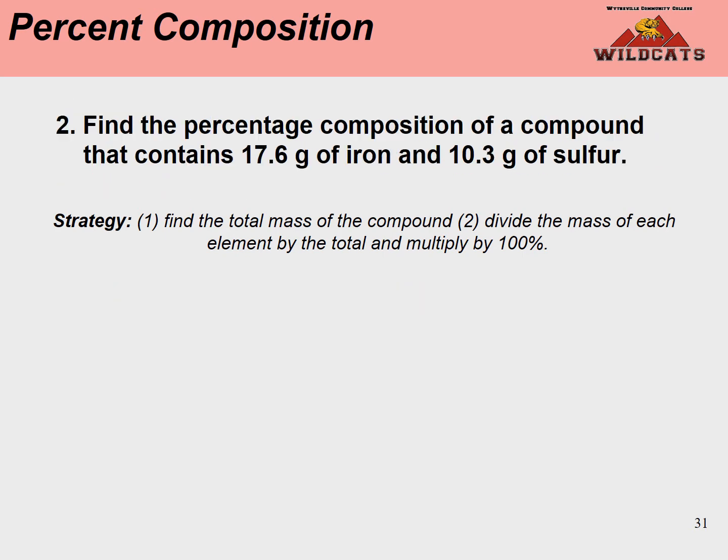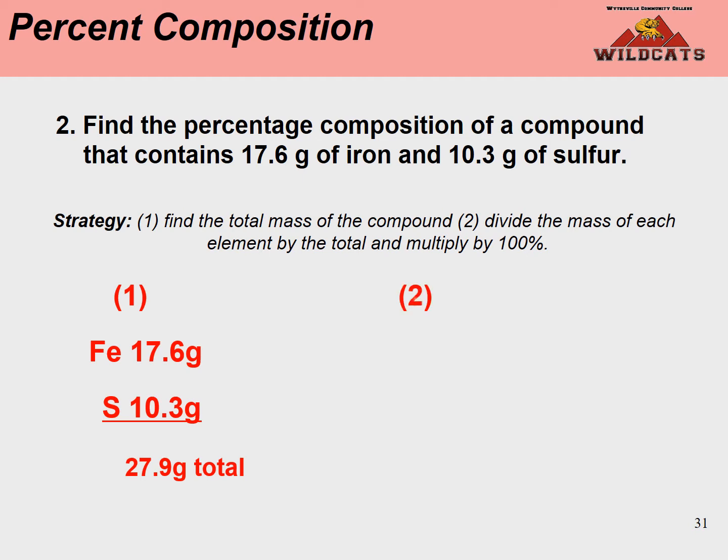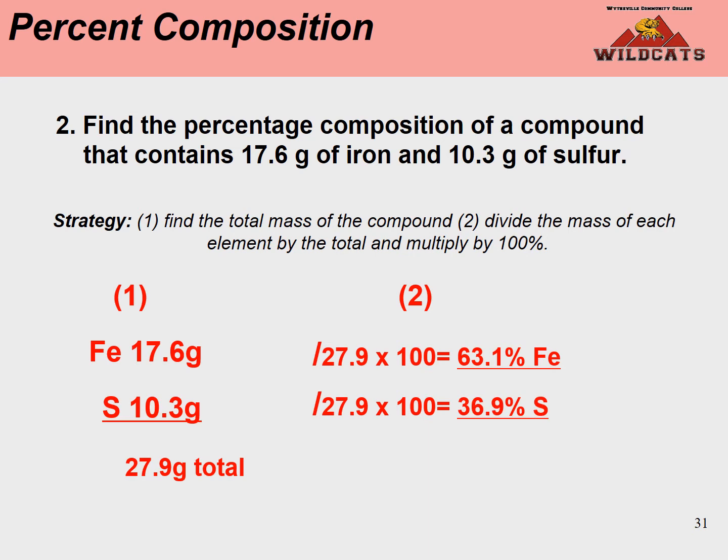Number 2, it says find the percentage of a compound containing iron and sulfur. If you notice, it doesn't give us the total mass. So we need to find the mass of the iron, which is 17.6, and the mass of the sulfur, which is 10.3. If we add the 2 of them together, we end up with a total of 27.9. Percent is part over whole times 100. So we divide the iron by 27.9 and we end up with 63.1% iron. And we end up with 36.9% sulfur. We add them together. This time it actually adds up to a nice even 100%.